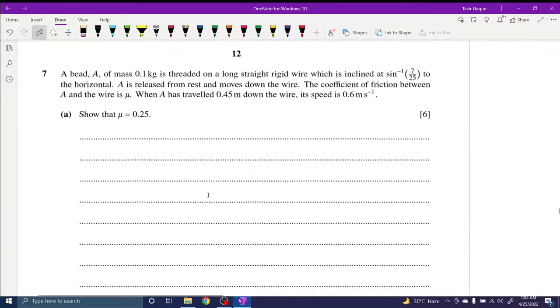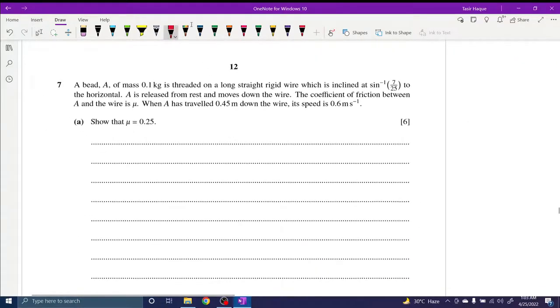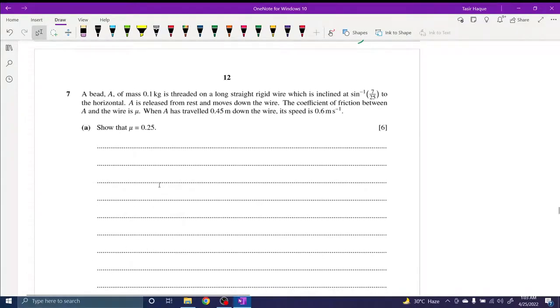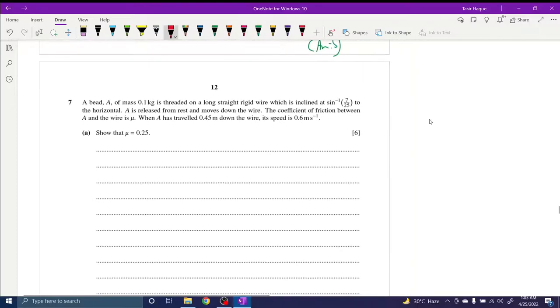Okay, let's go to the last one, number 7. Tricky sum. A bead A of mass 0.1 kg is threaded on a long, straight, rigid wire which is inclined at sine inverse 7 by 25. So we know that sine theta is equal to 7 by 25. So let's find out the angle. Actually, we don't need to find out the angle. We can find out the ratios. If this is theta and this is 7, hypotenuse is 25. What's the other side gonna be? 25 square minus 7 square, root over answer, which is 24. It's a common ratio, right?